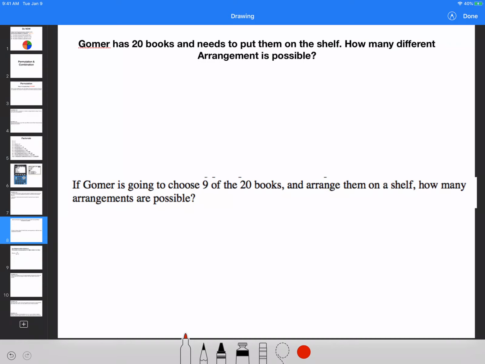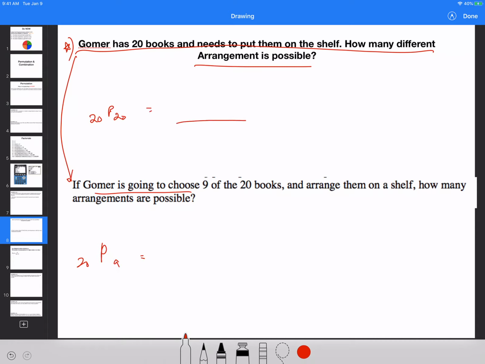Okay, so Gomer has 20 books and needs to put them on the shelf. How many different arrangements are possible? Now this is another way of giving you an example, comparing this to this. And then Gomer is going to choose 9 out of the 20 books. Now for these two, you should know it's 20P20, and this should be 20P9. It should be very, very simple how to solve these types of questions here.